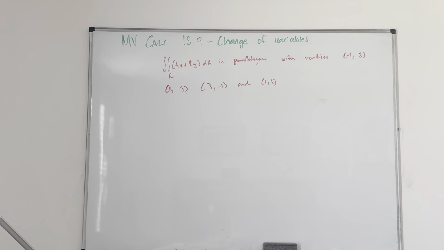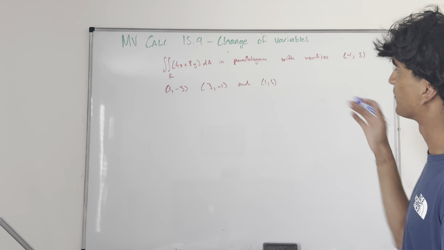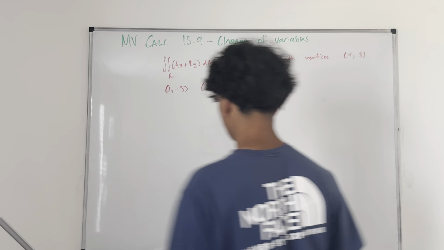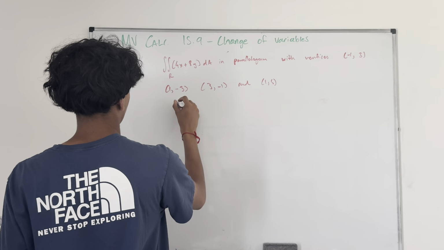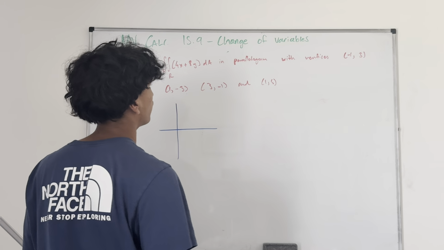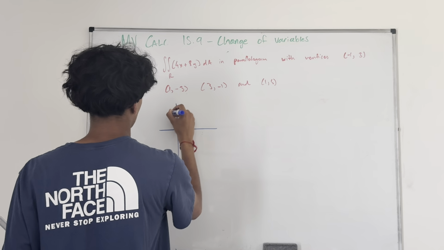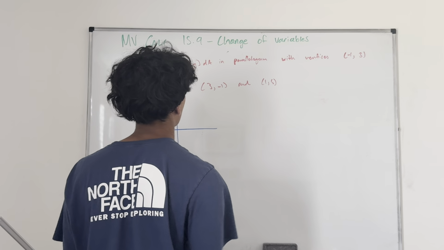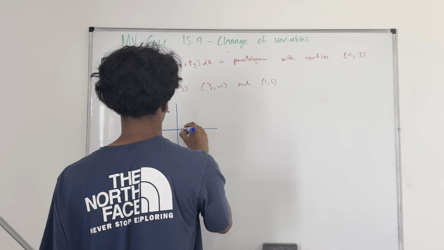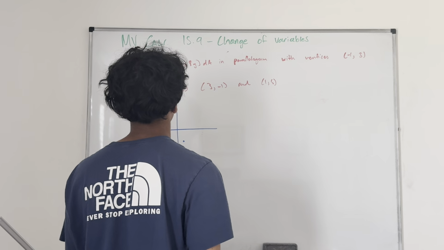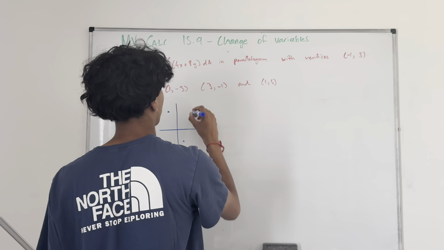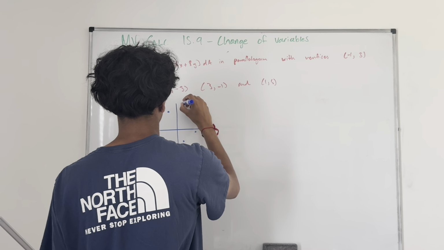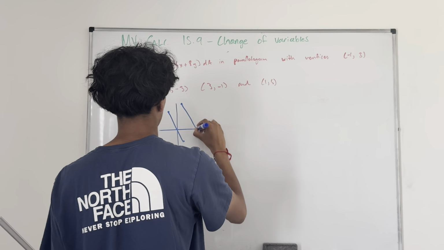Okay, so we have a parallelogram, and we want to double integrate 4x plus 8y in a region, a parallelogram with these vertices. So let's first really draw this out. -1, 3, so -1, 3. 1, -3, kind of the opposite. And then we're going to have 3, -1, and then 1, 5. So it's this parallelogram, right?